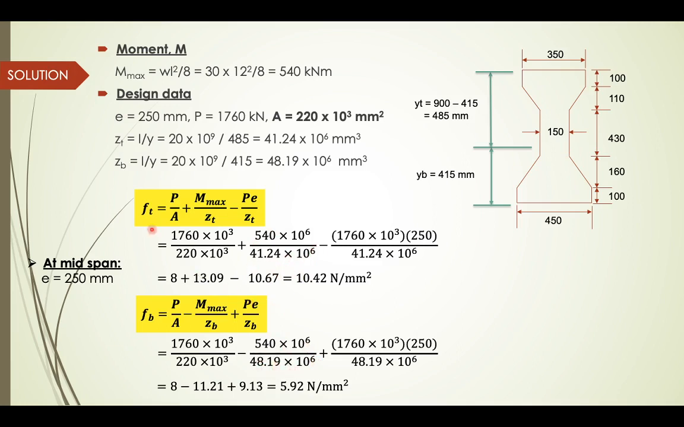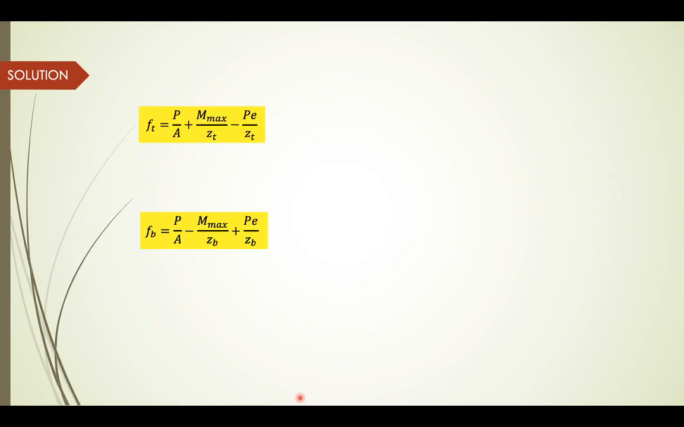Right, so here at mid-span, with the eccentricity of 250, we can see that the stress on top of the beam is 10.42 and the stress at the bottom of the beam is 5.92. Right, so this is for the mid-span. So next we move on to the end span.